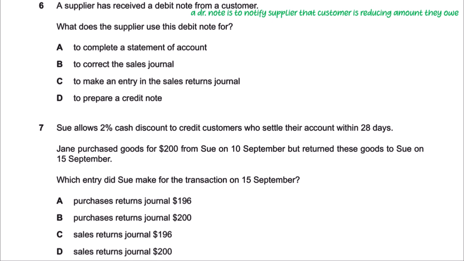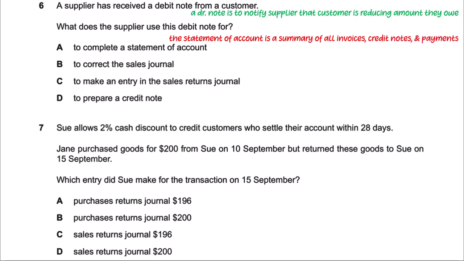Now let's find out from the following options what we will use this debit note for. Option A is written: to complete a statement of account. This use is incorrect because to prepare a statement of account, a debit note alone is not enough. Rather, a statement of account is a summary of invoices, credit notes, and payments, right?